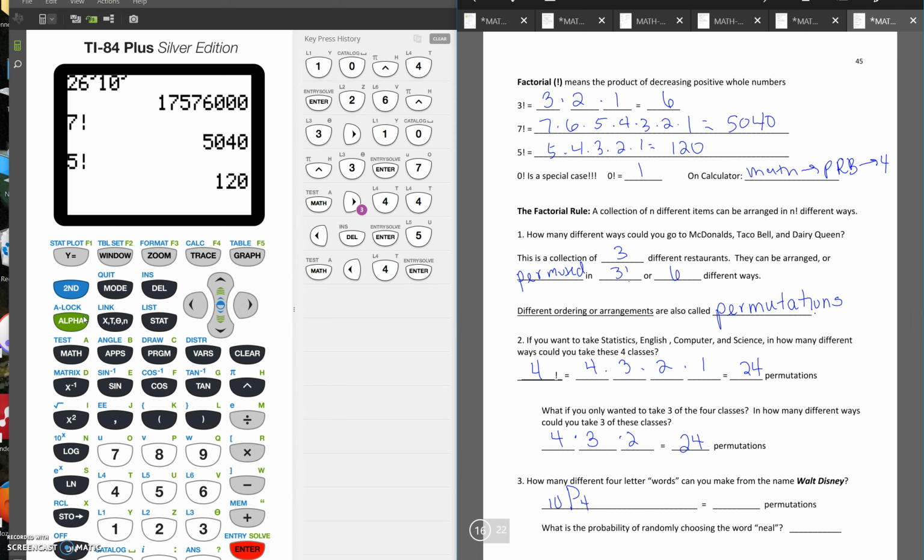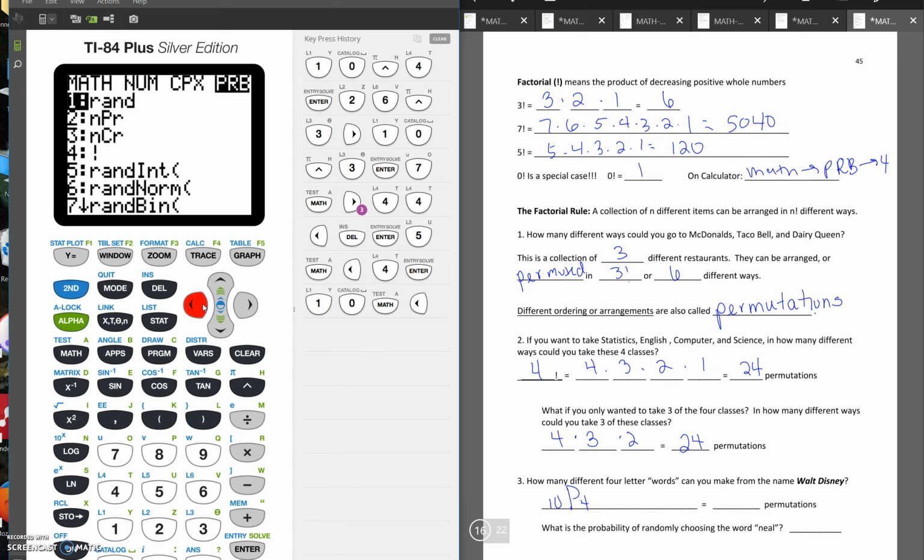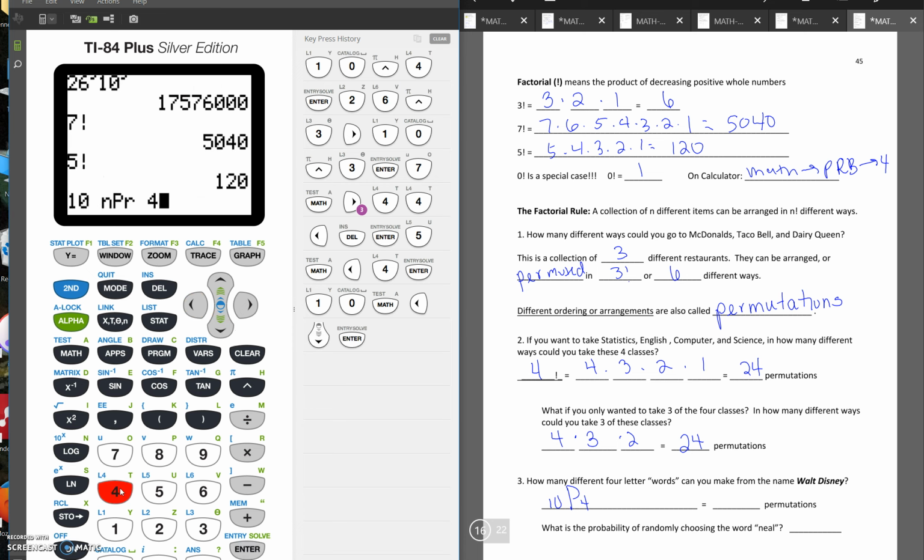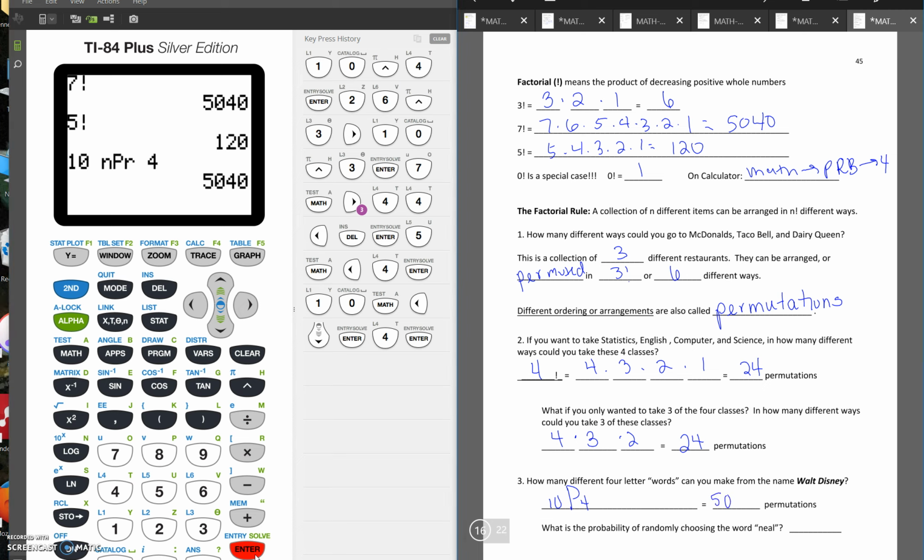And we can do this on the calculator by putting in the 10, and then by going math, over to PRB, choosing PR, and then putting in 4. So 5,040 different permutations. So what is the probability of randomly choosing NEAL? Well, that's just one of the 4 permutations out of 5,040.